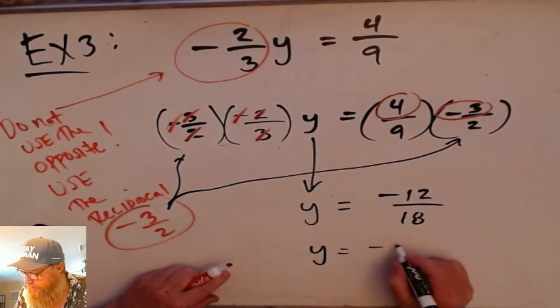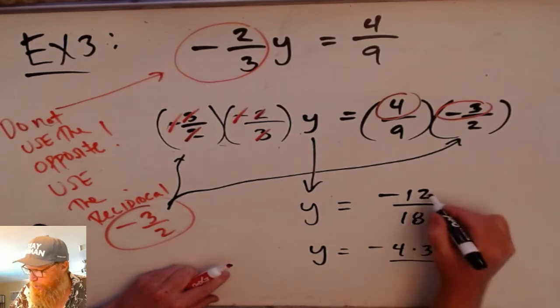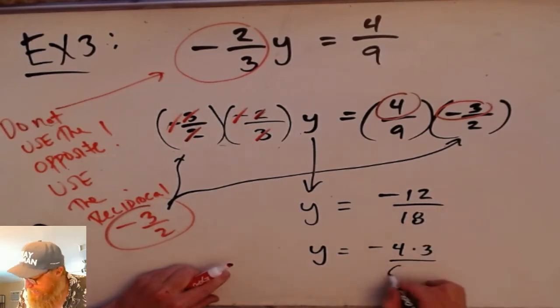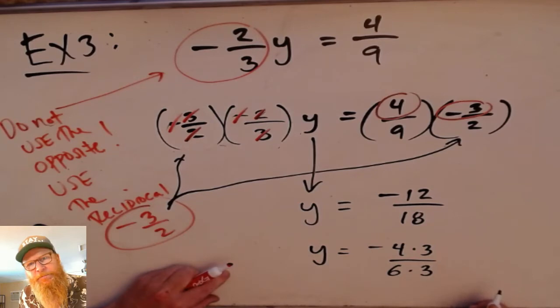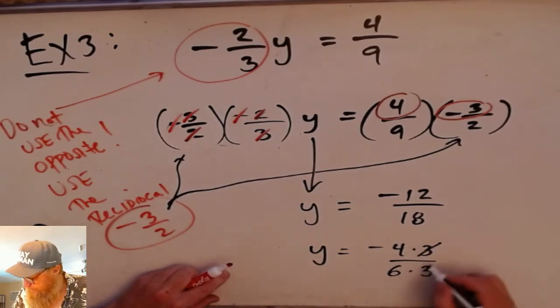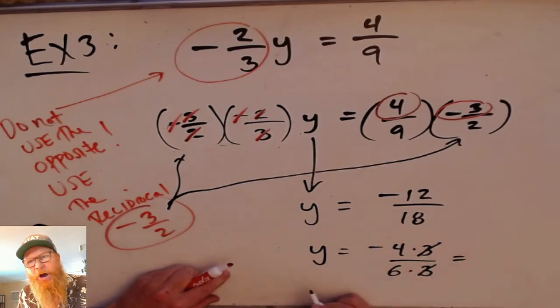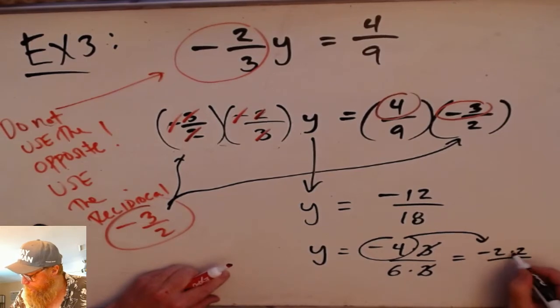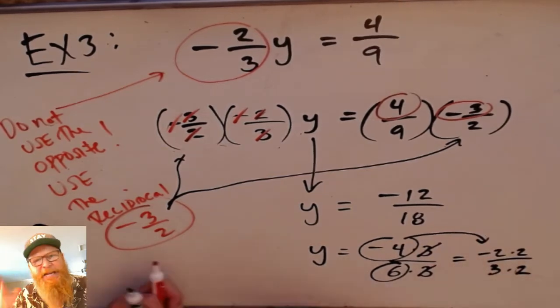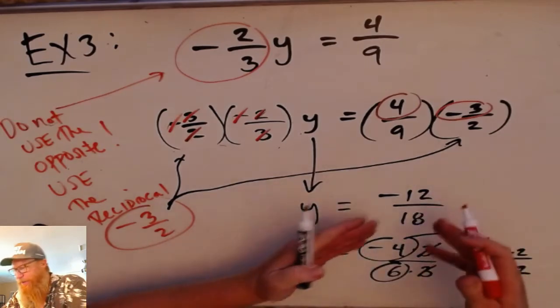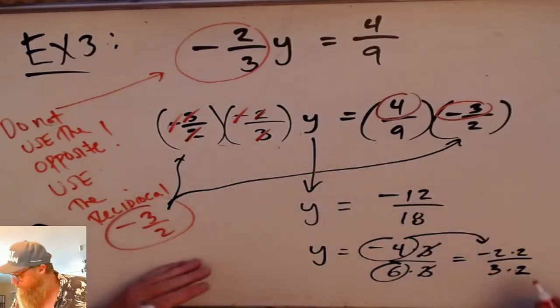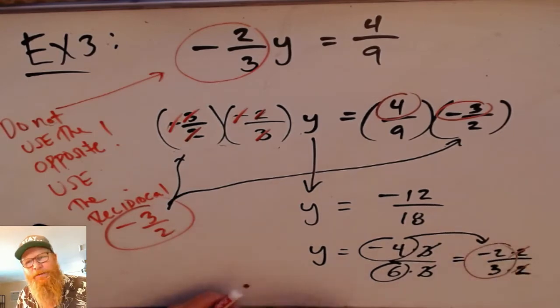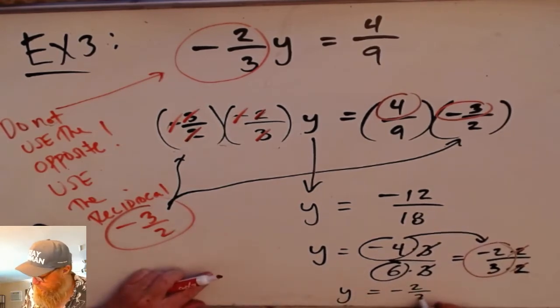And then you want to reduce this as possible. So 12 is 4 times 3. 18 is 6 times 3. And keep going if possible. 4 is 2 times 2. And 6 is 2 times 3. I had to take that one off in little bite-sized chunks. If you see it right away, I probably could have done it all at once. So my answer is negative 2/3.